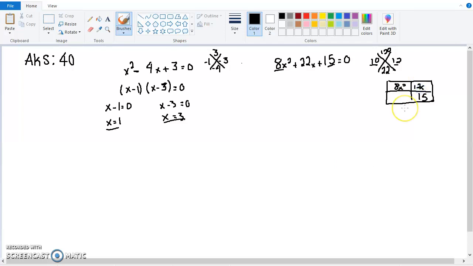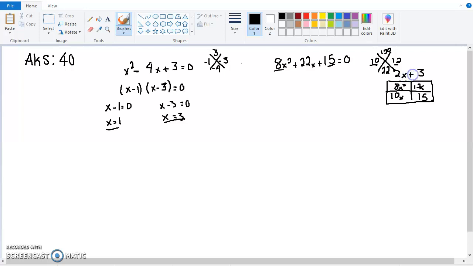You're adding the x to each of these numbers, so 12x and then 10x. Then you find the two things that they have in common separately. So what 12x and 15 have in common is 3. And what 8x squared and 10x have in common is 2x.